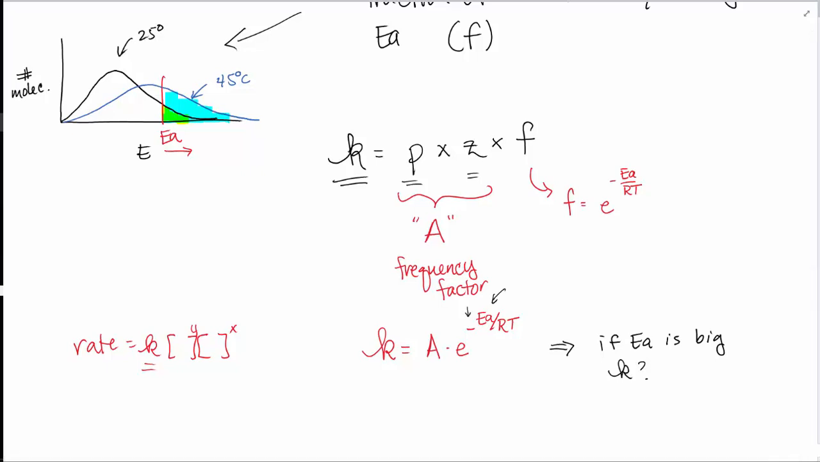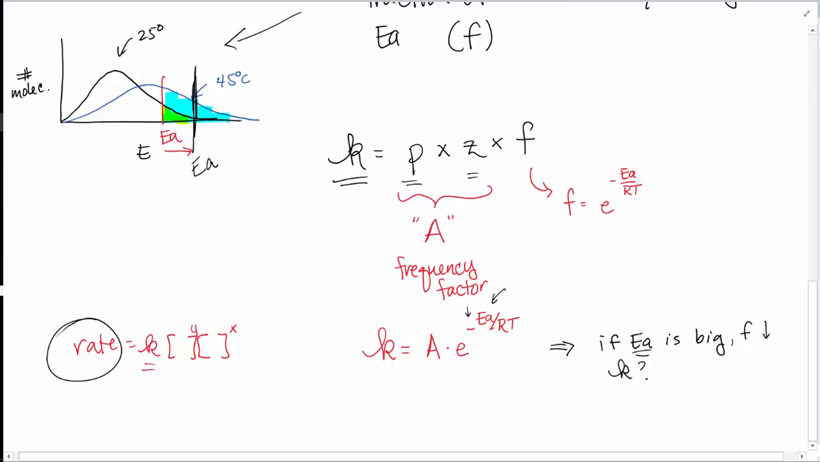But with a negative exponent, that means if E sub A is big, our F, our fraction, is going to be going down, right? Think about over here: if we raise the E sub A, we have a smaller fraction that are able to actually react, which means k is going to go down. And then that's going to affect the rate. So you have to be able to walk it backwards through that.